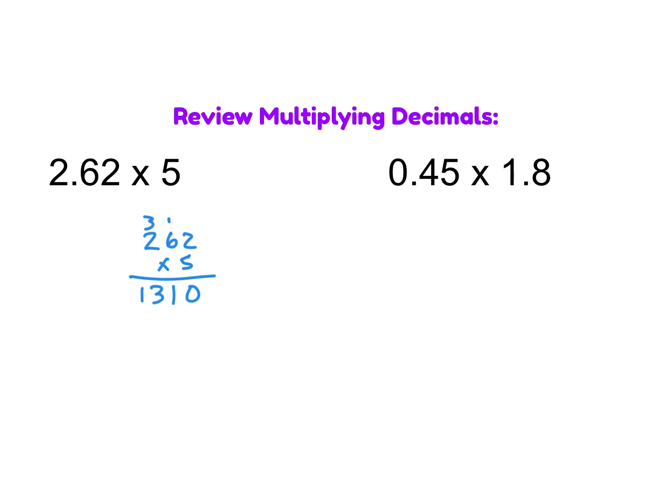One of the ways is to estimate. So if I look at this number, this is close to 3, and this number is exactly 5. So if I took 3 times 5, I know my answer should be somewhere near 15. If I put the decimal here, that's way too small. If I put it here, that's still pretty small. If I put it here, 13.1, that's as close to 15 as I can get. I could put it here and it's way too big, okay? So we know that it belongs right here. We know it belongs there because of my estimation.